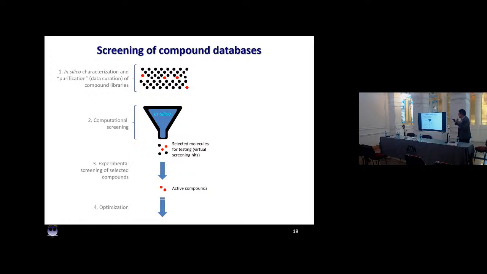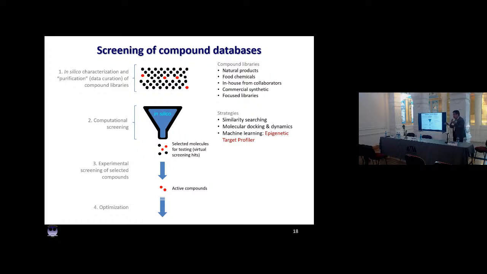So for screening compound databases, we follow a protocol that is pretty much a standard of what is done in industry and academia. The first step is to prepare, or what we call, when we talk to experimentalists, to purify our compounds, to prepare our databases. The second step is to perform the actual in silico or computational filtering. The third step is to conduct the experimental screening of the selected computational hits. And the last step is to perform optimization of those molecules. In terms of the compound libraries, we're using libraries from different sources. In the next slide, I'm going to talk a bit more about the compound libraries.